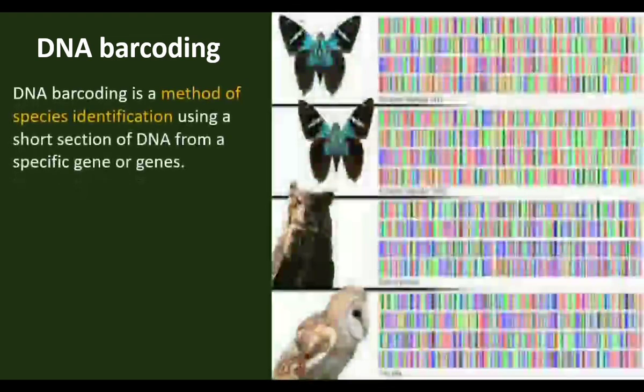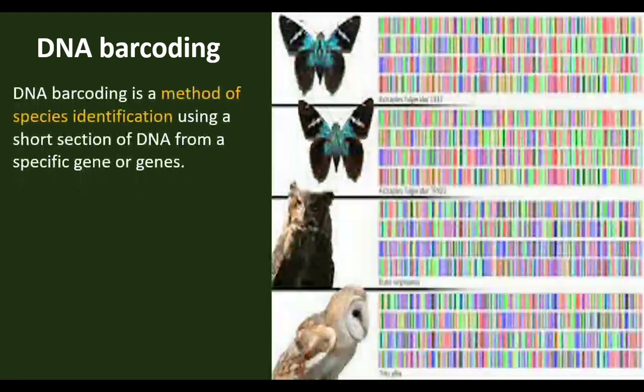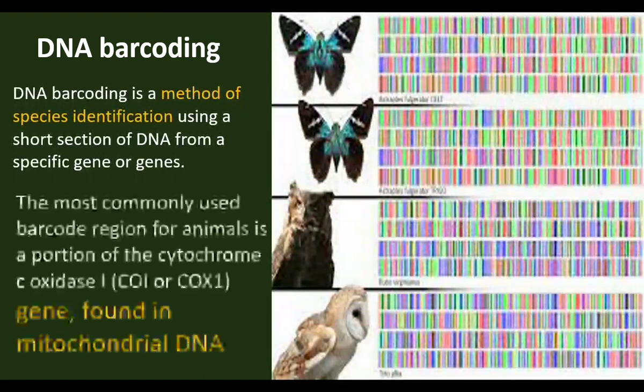DNA barcoding is a molecular taxonomical tool. In this tool, short DNAs from a gene or genes are used for identifying a species. Generally, a gene from mitochondrial DNA is taken for DNA barcoding. This is used for the purpose of identifying a species.